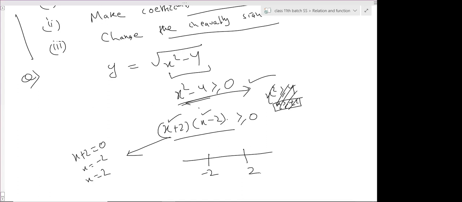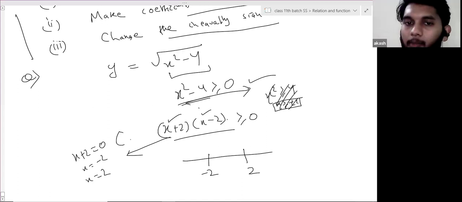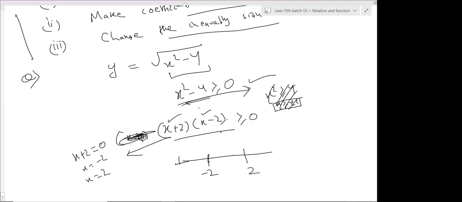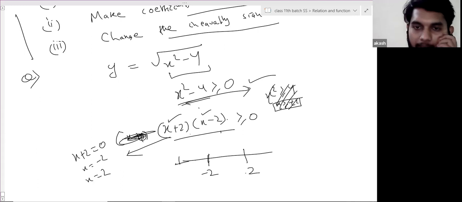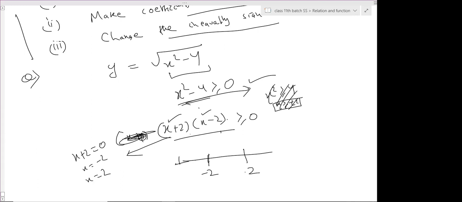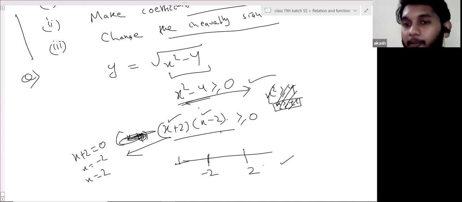All right. If you had three factors, x minus 2, x plus 2, x plus 3, then you would have placed minus 3 also, but you don't have, so you don't have to. Sir, but from the factors, we get the same answers as if we did x square is greater than equal to 4. The answer is same. What is the answer? Can you tell me? The minus 2 and 2, no. We have not got the answer yet.